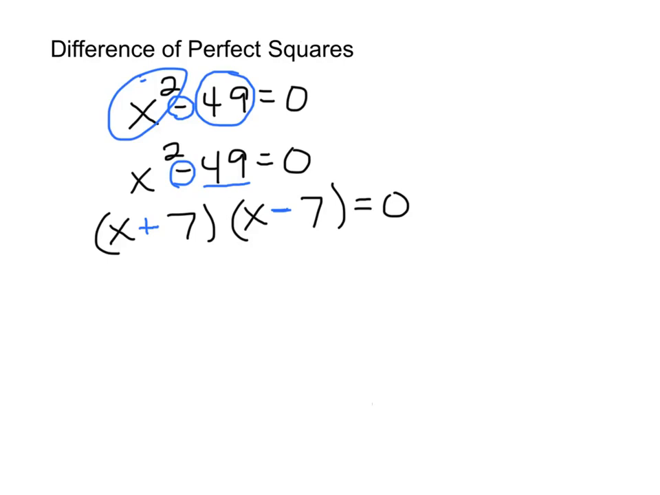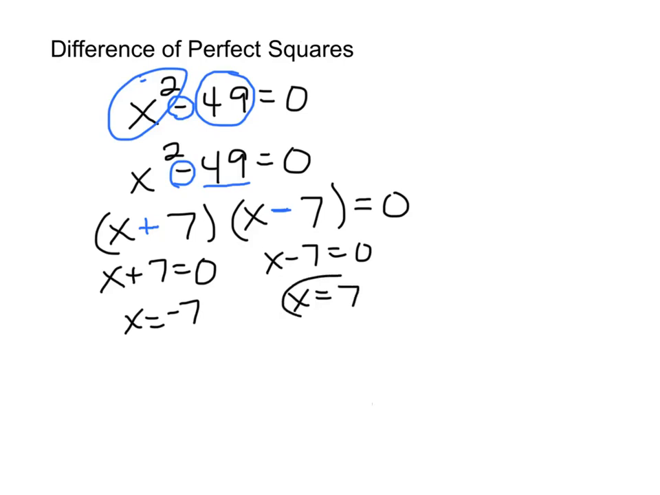If I set both of these equal to 0 now, x plus 7 is equal to 0. That must mean that x is equal to negative 7. X subtract 7 is equal to 0. That must mean that x is equal to 7. So the two possible answers for this are negative 7 and 7.